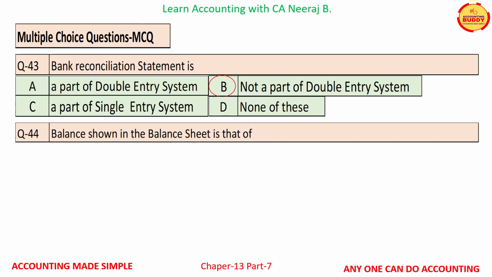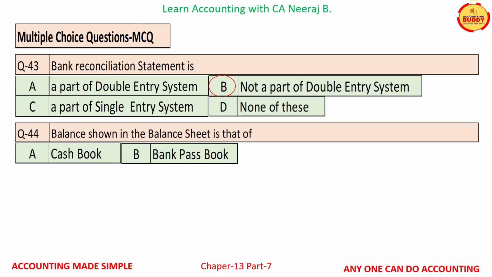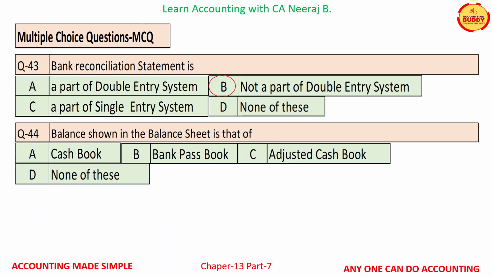Question number 44: balance shown in the balance sheet is that of, and the available options are option A, cash book, option B, bank passbook, option C, adjusted cash book, and option D, none of these. And the correct answer is adjusted cash book.